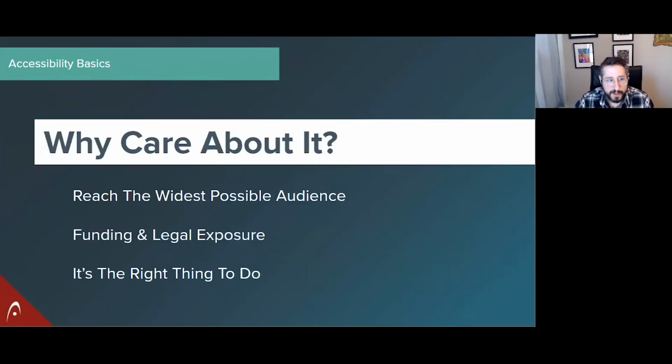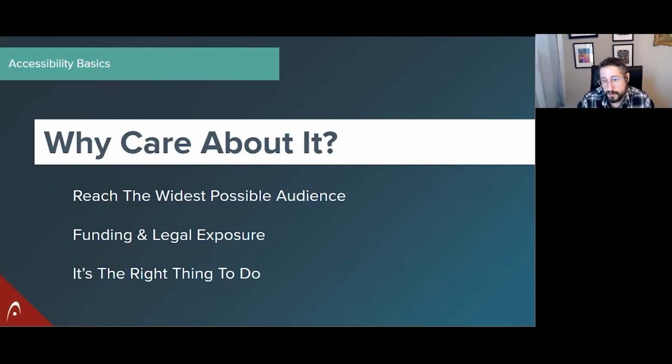So, why should you care so much about this? We're putting a lot of emphasis on this. It will help you reach the widest audience possible online. There is a very large audience online. Vision impairment alone in the US is millions and millions of people. And worldwide, you're talking about tens and tens of millions of people that may not be able to use your website if you don't have accessibility features.